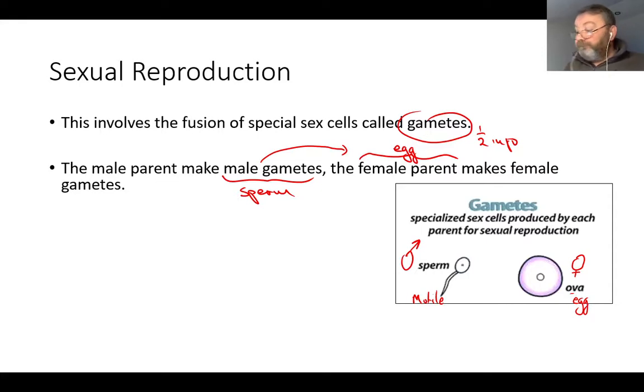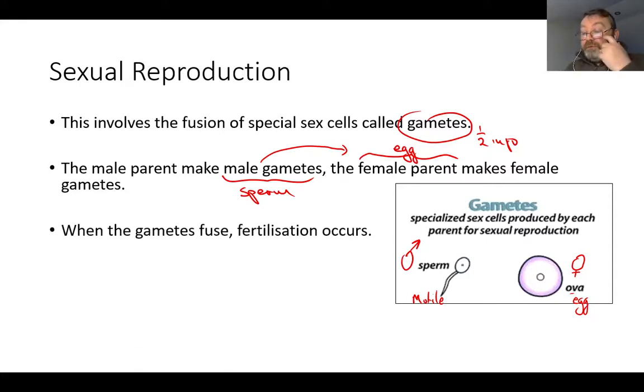When the gametes fuse, fertilization occurs, and that's a very important word. So the male gamete, 23 chromosomes, the female gamete, 23 chromosomes, they fuse, and when they fuse, they then get 46. That moment of fusion is called fertilization. And once fertilization occurs, you then have a cell that contains 46 chromosomes. And that's needed in order to develop into a full new living animal.